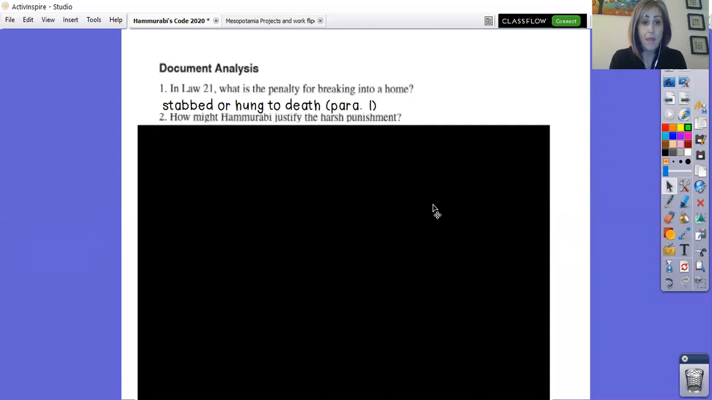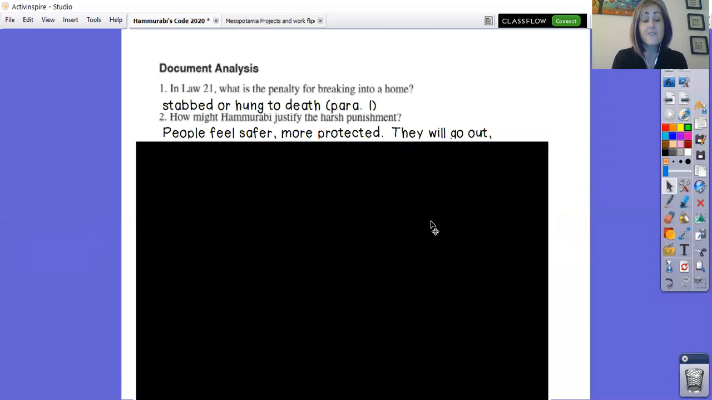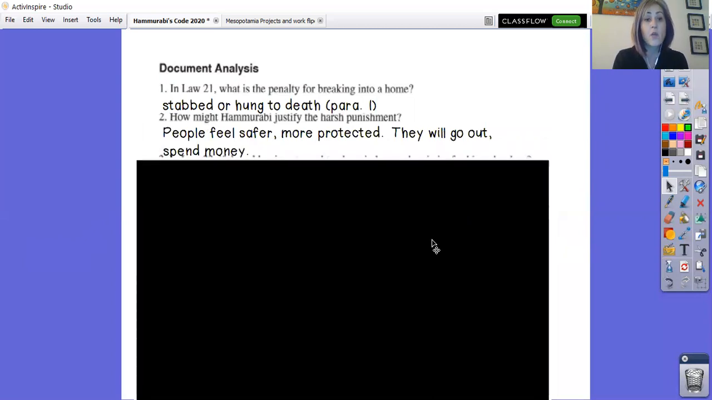Question 2, how might Hammurabi justify the harsh punishment? Tough, but he could say, people are going to feel more protected when they know that robbers, people who do not great things, are not going to be around. So they're going to feel safer. They're going to want to go out into the city. They're going to want to spend money, talk with their friends. They're not just going to want to hide in their house. So it's just going to be better citizens. It's going to be a happier civilization because they feel safe. They feel protected. And he could argue that.